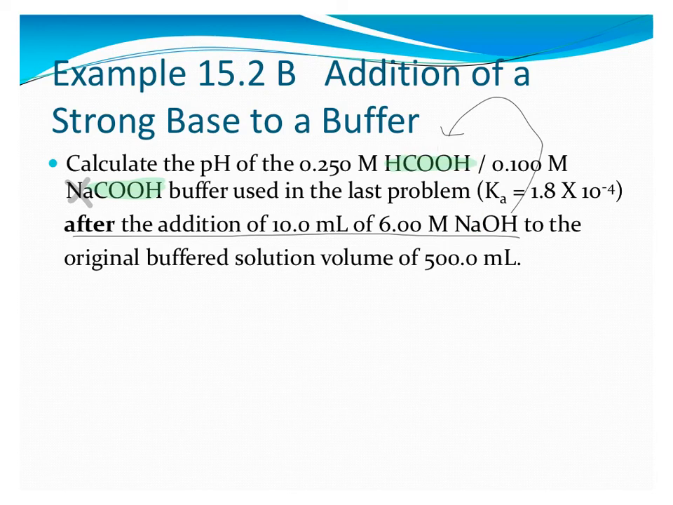A couple of things about this problem that make it challenging are the volume changes. 10 milliliters, and then it says we have 500 milliliters of our conjugate pair buffer. So we need to keep track of volume changes and moles. This will be more akin to chapter 4, where we have to do everything in moles and then do some volume changes. Our first reaction here is a neutralization.